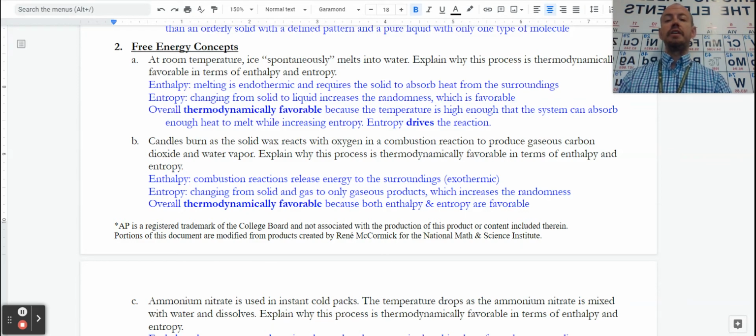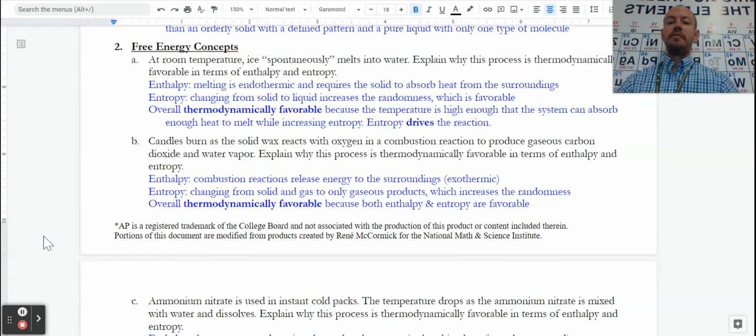So overall, we know that that occurs, and it is thermodynamically favorable, or it will occur without the input of extra energy from the outside, because in that circumstance, there is a high enough temperature that the enthalpy piece, the melting piece, can occur. It can absorb the necessary energy, and it also has the entropy. So entropy technically drives the reaction. That's the more favorable part of it. But at room temperature, above the melting point, there is enough heat to also think of this in terms of enthalpy.